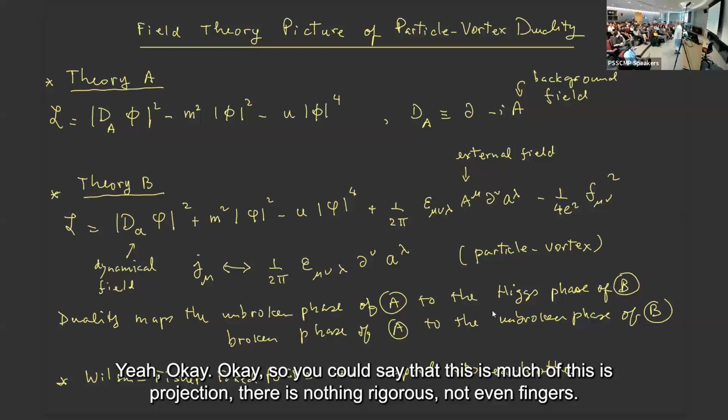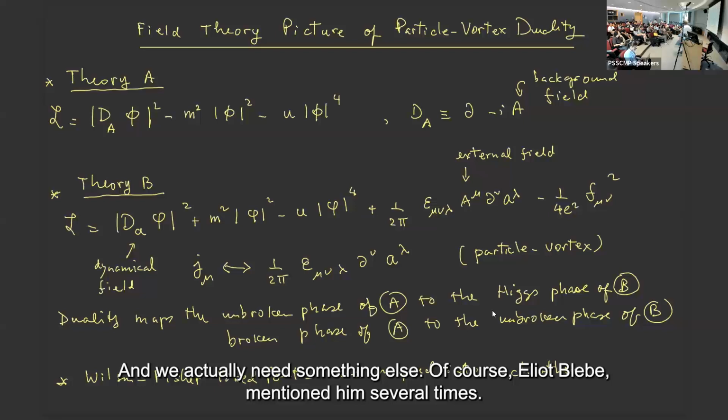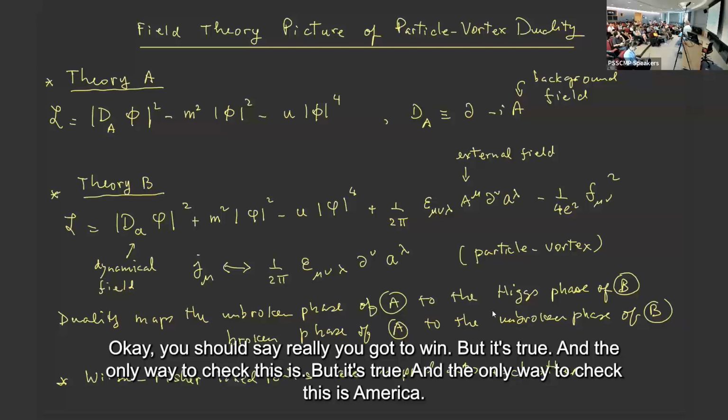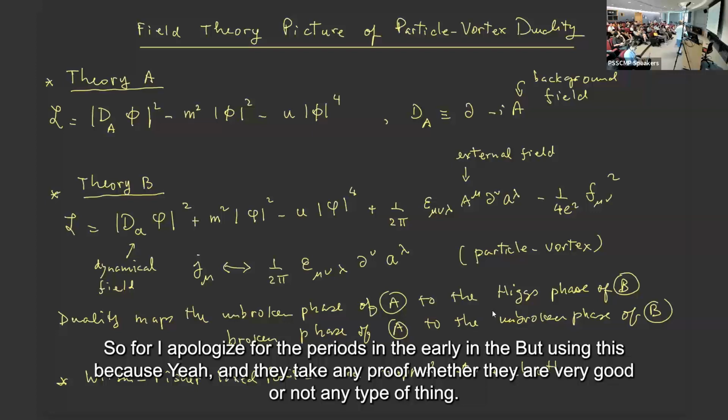All right, so you could say that much of this is conjectural, there is nothing rigorous, not even vigorous. Something else that Elliot Lee, whom we mentioned several times, said is that mathematicians prove things rigorously, whereas physicists prove things vigorously. You have to wave your hands. But it's true, and the only way to check this is numerically. So I apologize to the purists in the audience who would like to see a mathematical proof, but this is the best we can do. And we take any proof, whether numerical or not, any time of the day.